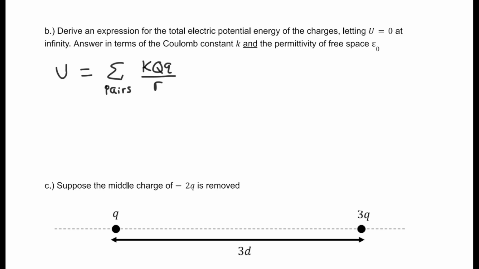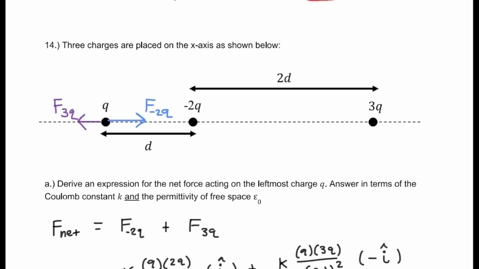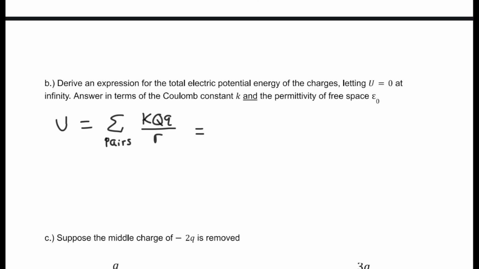So we actually do respect sign in this case, because we can have opposite charges which have negative energy, and again, we think of that as like an energy debt. So in this case, we have 3 pairs of charges to consider. So we could do the q and the minus 2q, which are separated by d. We could do the q and the 3q, which are separated by 3d.